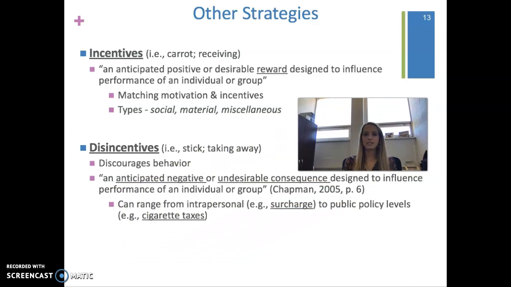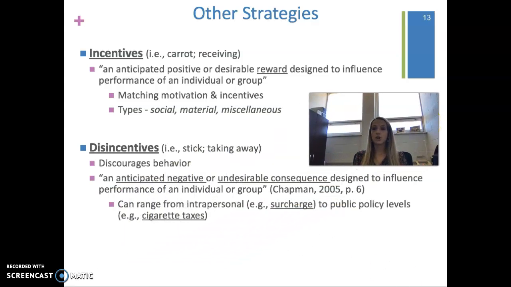So let's talk about incentives and disincentives. They often call this the carrot and the stick. The carrot is receiving something positive and the stick is taking something away from the participant. These incentives are anticipated positive or desirable rewards designed to influence the performance of our individual or our groups. So matching our motivation and our incentives. Thinking about our population, what is going to inspire them to change, right? These may be social incentives, material incentives, so actually giving them something, and various incentives.